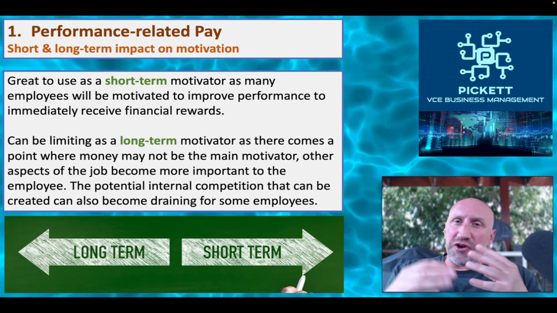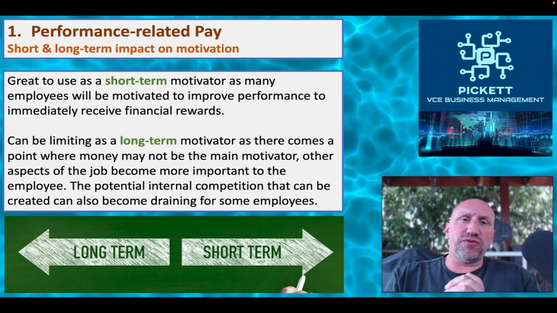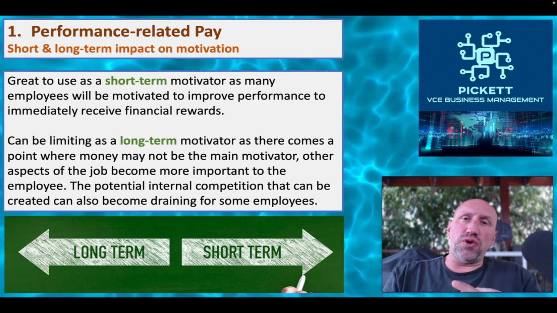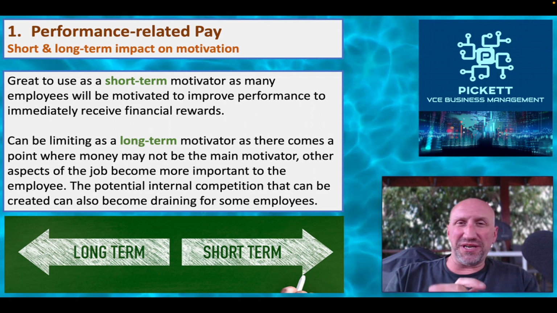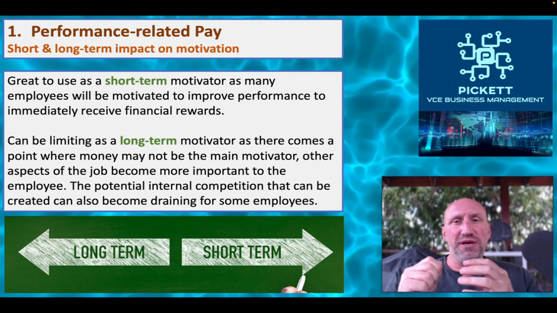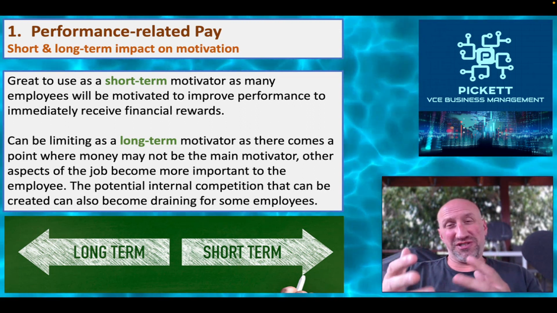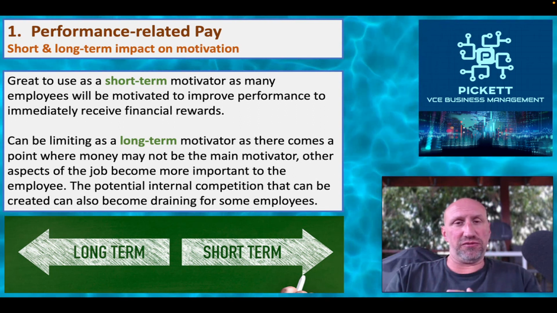Okay, final part of this jigsaw puzzle for PRP, the short and the long-term impact. So what you need to be able to do is describe the short-term impact to motivation of using PRP, and then flip that for the long term as well.